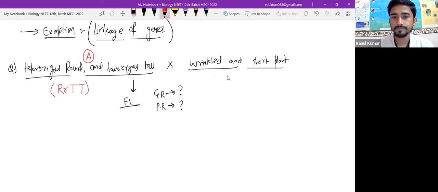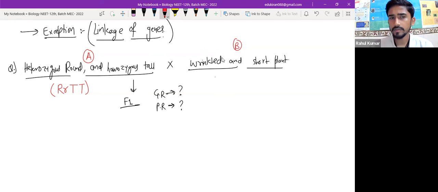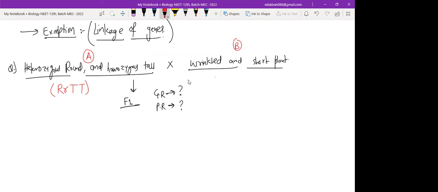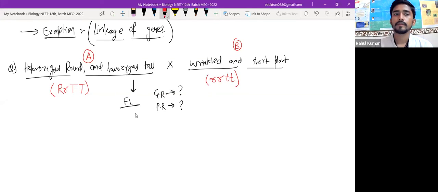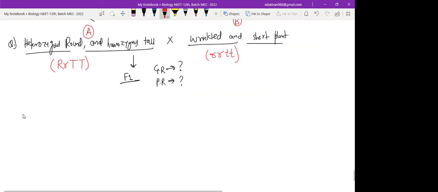And for this parent B, it will be capital R, it's wrinkled. If it is wrinkled, it cannot have capital R, so small r, small r, and small t, small t. Yes. Correct. So let's first come to gametes. Same method.